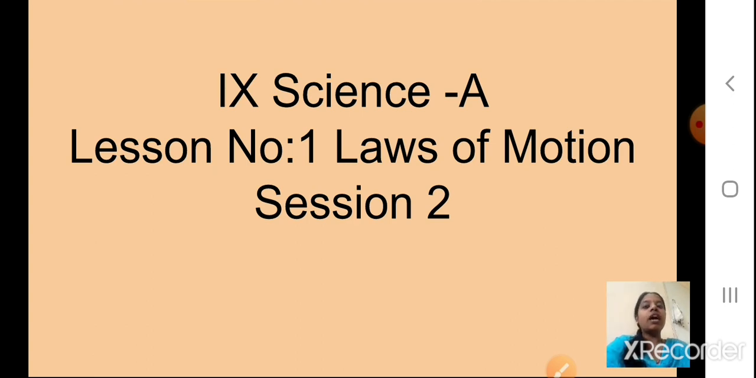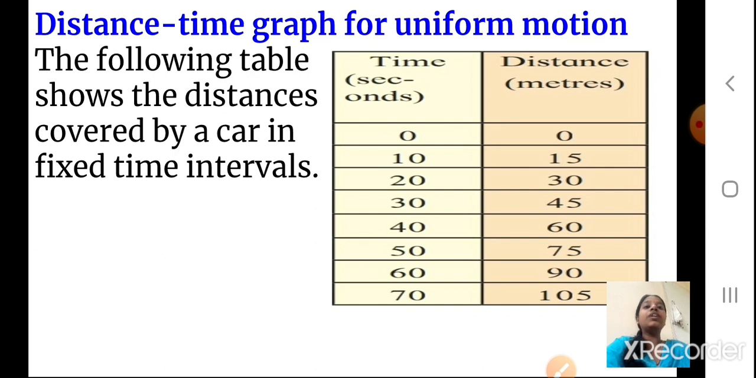Okay students, today's presentation we will start with plotting different graphs and seeing the nature of the graph. The first one is the distance-time graph for uniform motion. You have already studied what uniform motion is. Now see here, the following table shows the distances covered by a car in fixed time intervals. So time is in seconds, you can see in the table, and distances in meters.